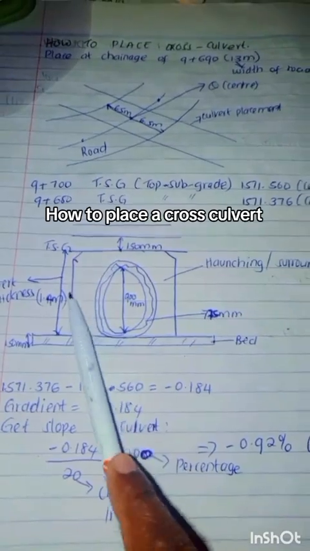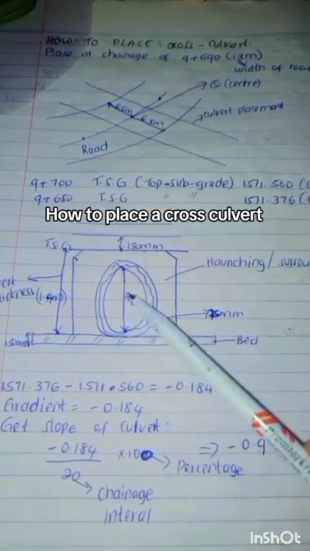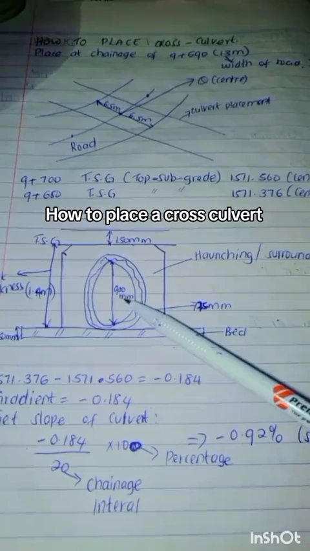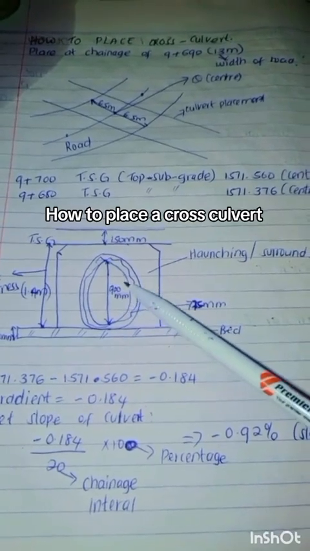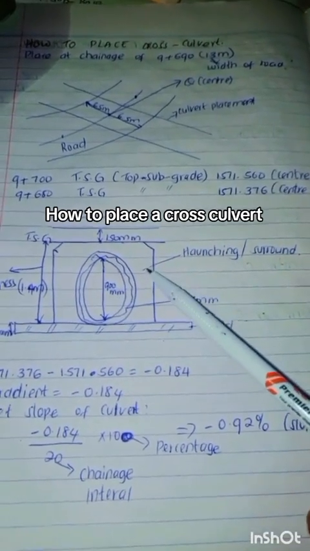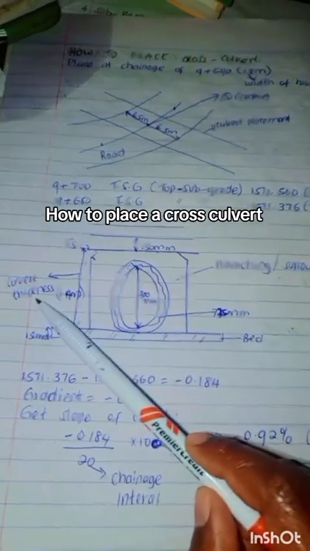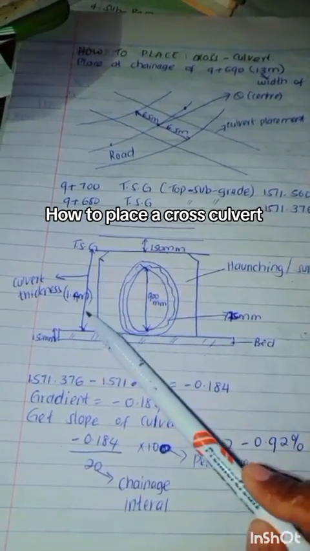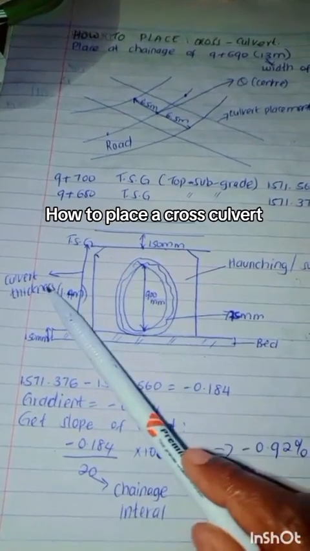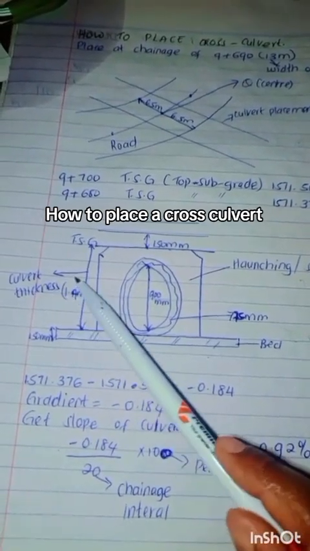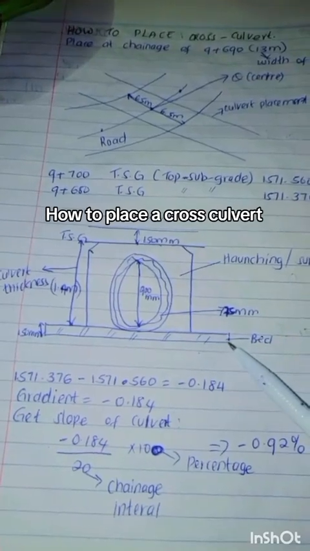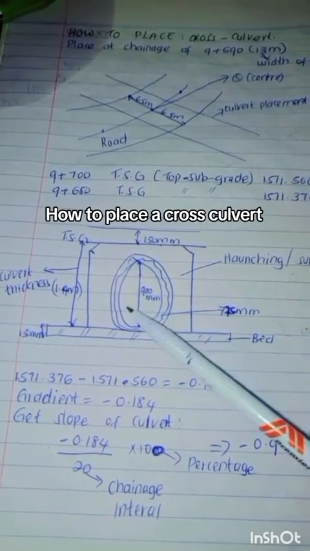So this is how a cross culvert looks like. We're going to use 900 millimeters. There is 600 millimeters, but mostly we're going to use the larger culvert ring of 900 millimeters. This part is called haunching or surround, and from the height of TSG to the height of the bed of this culvert is 150 millimeters. It's about 1.4 meters culvert thickness. So from TSG to the bed, it's 1.4 meters. This is the bed itself, and this is the ring.